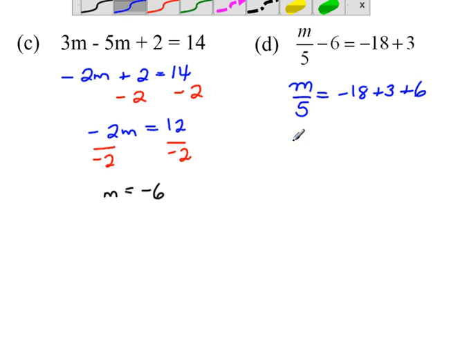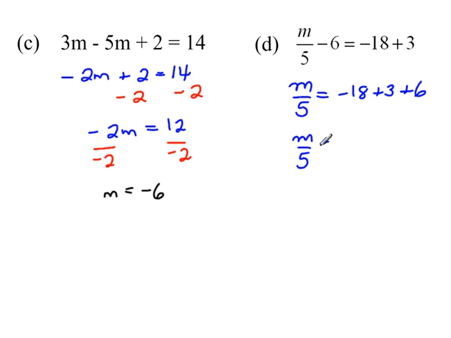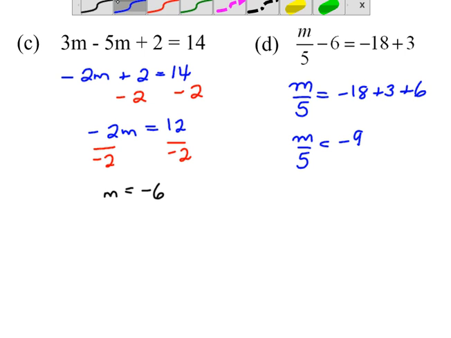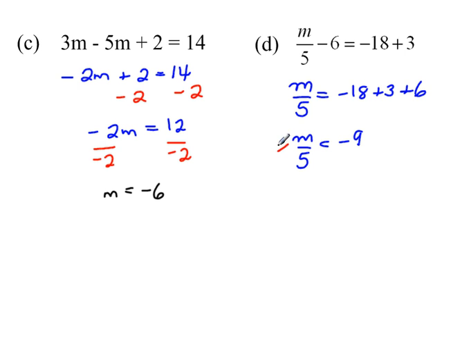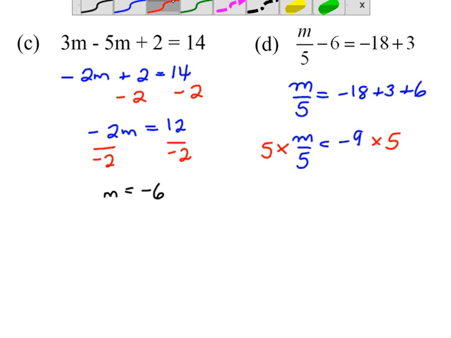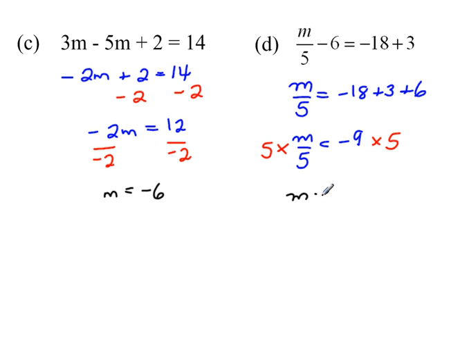And now I'm going to simplify. So -18 plus 3 is -15. -15 plus 6 is -9. And this one's a little bit trickier because, remember, this means m divided by 5. So to get rid of dividing by 5, you multiply. And if you multiply one side by 5, you have to multiply the other side by 5. And you'll end up with m equals -45. So you're going to have to do a little bit of experimenting with which way of showing work that you prefer. It really doesn't matter how you show your work. It is important that you show each step of your work, but there's choices in how you do so.